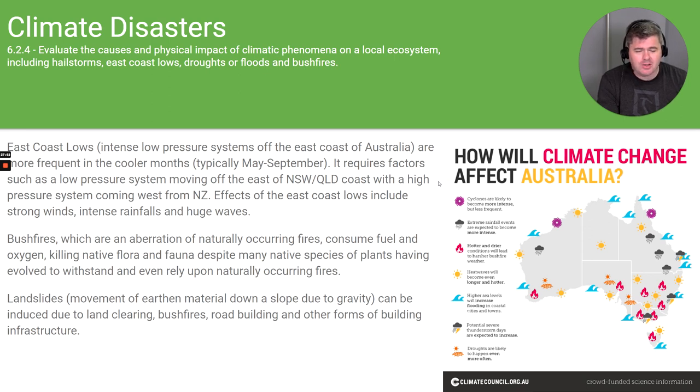It requires factors such as a low pressure system moving off the east coast of New South Wales and Queensland coast, with a high pressure system coming west from New Zealand. Effects of the east coast lows include strong winds, intense rainfalls, and huge waves.